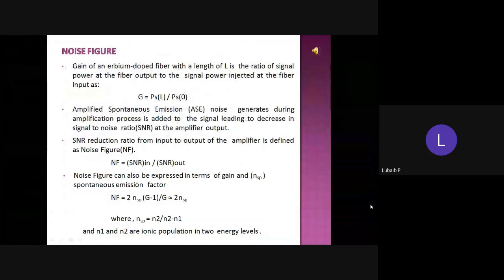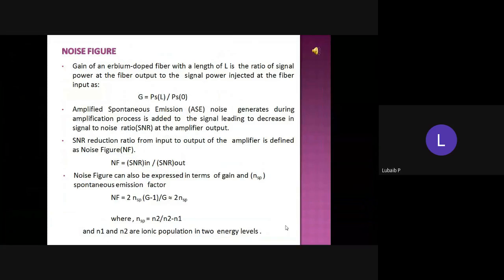In the previous session, we discussed the erbium-doped fiber amplifier, that is EDFA. Now we're going to discuss the noise figure. Before discussing the noise figure, firstly, we have to discuss its gain.